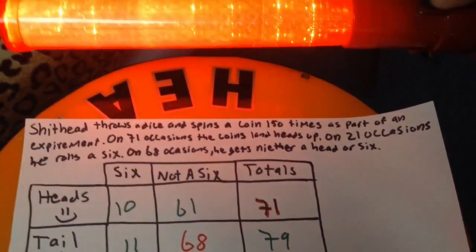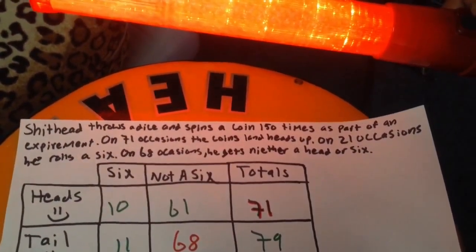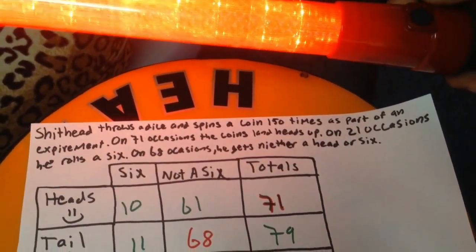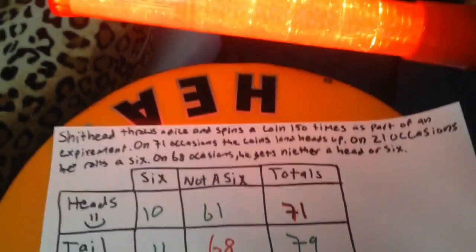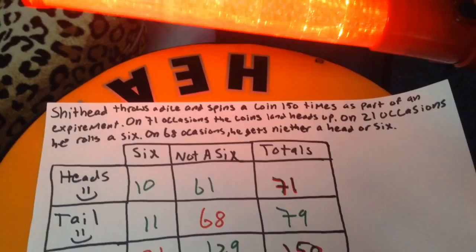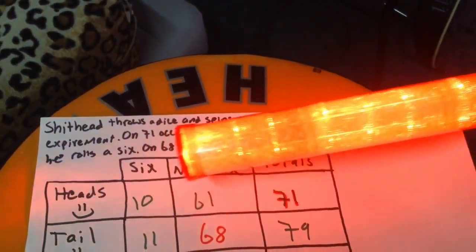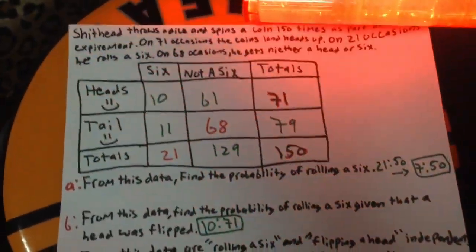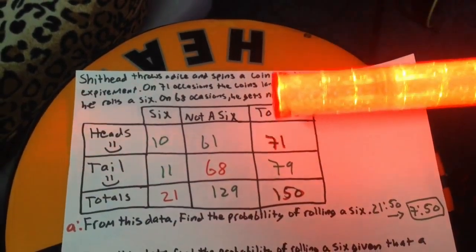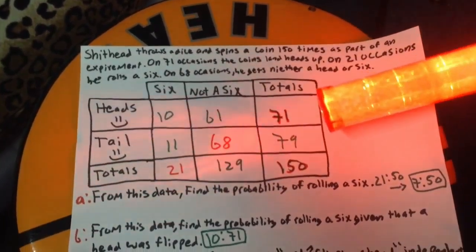Alright, Suhu. Shadid throws a dice and spins a coin 150 times as part of an experiment. On 71 occasions, the coin lands heads up. On 21 occasions, he rolls a 6. On 68 occasions, he gets neither a head nor a 6. So this is a table that I was able to make out of the problem. As you can see, the red numbers are the numbers that were given to me, and I was able to figure out the green ones by doing math.